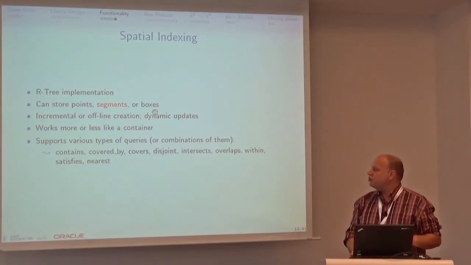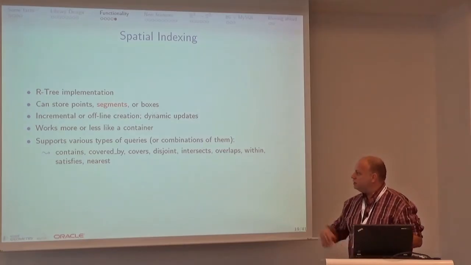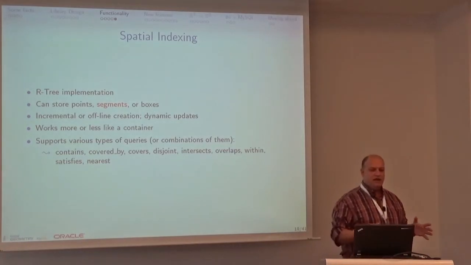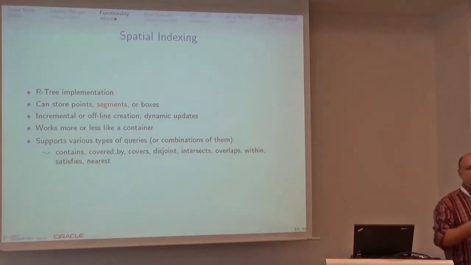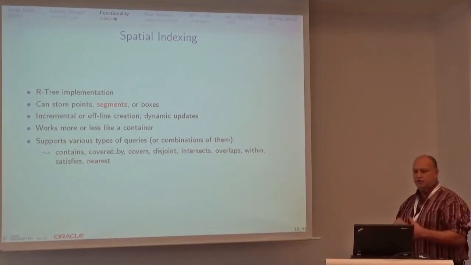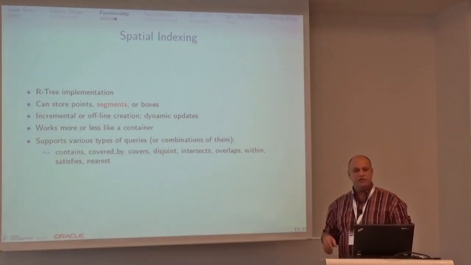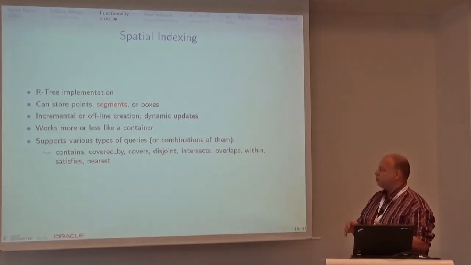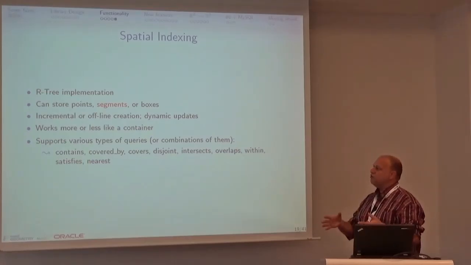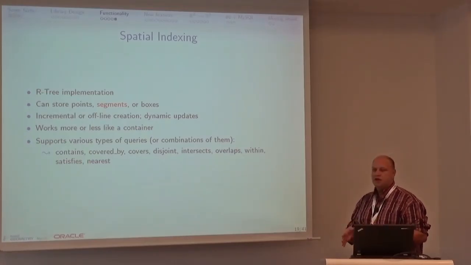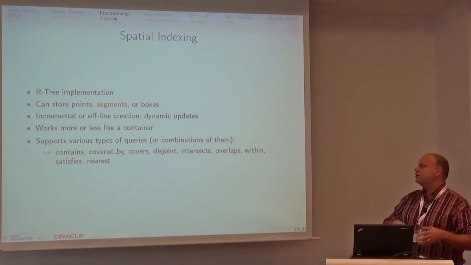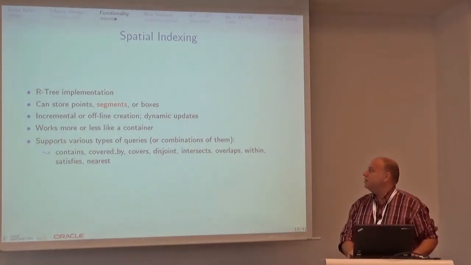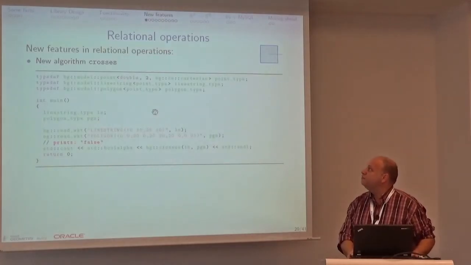And it supports also various types of queries, and actually in most of the cases combinations of them. So you can basically say, give me all the geometries in the R-tree that contain this point, or give me all the geometries that are disjoint from this point, and so on and so forth. Or you can do combinations of them. So give me all the geometries in the spatial index that are disjoint from this point and intersect this other point, for example. So all these things are really things that you can do with the spatial index.